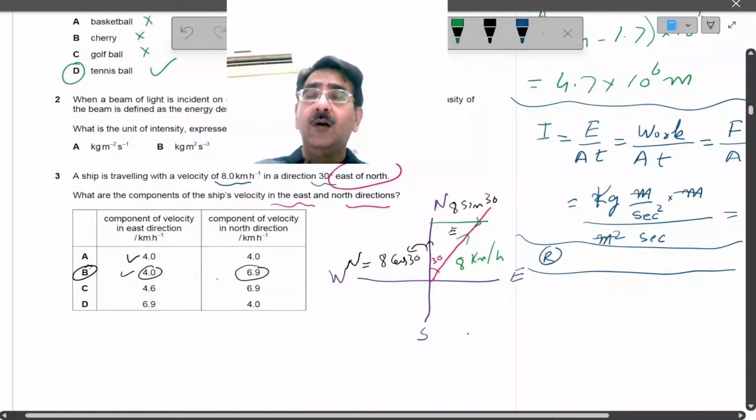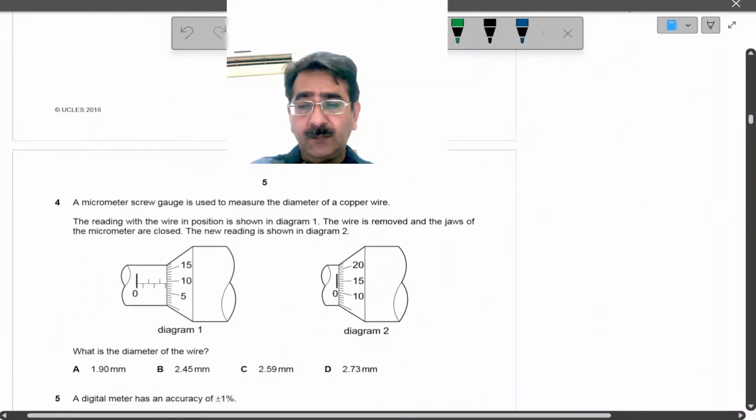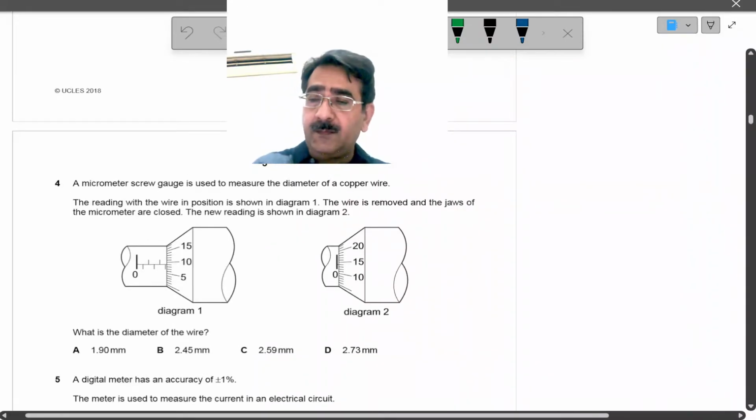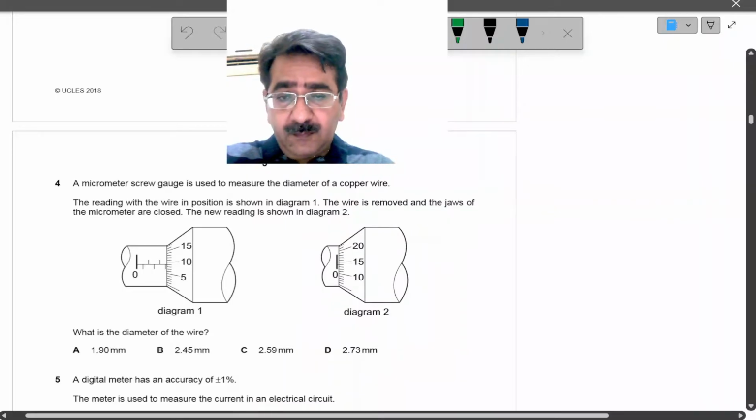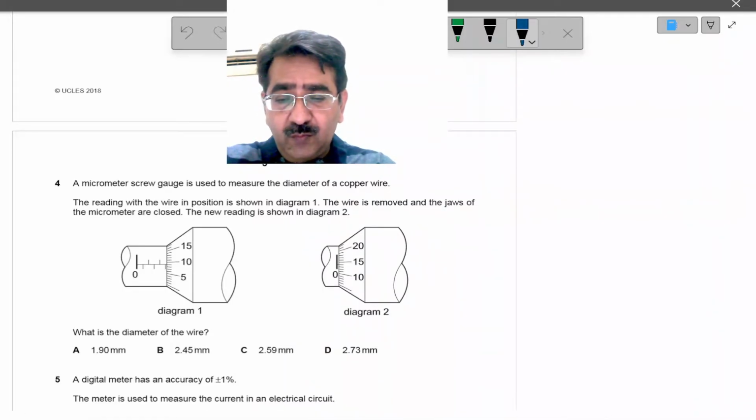Now move toward the fourth question. The fourth question is about a micrometer screw gauge used to measure the diameter of a copper wire.